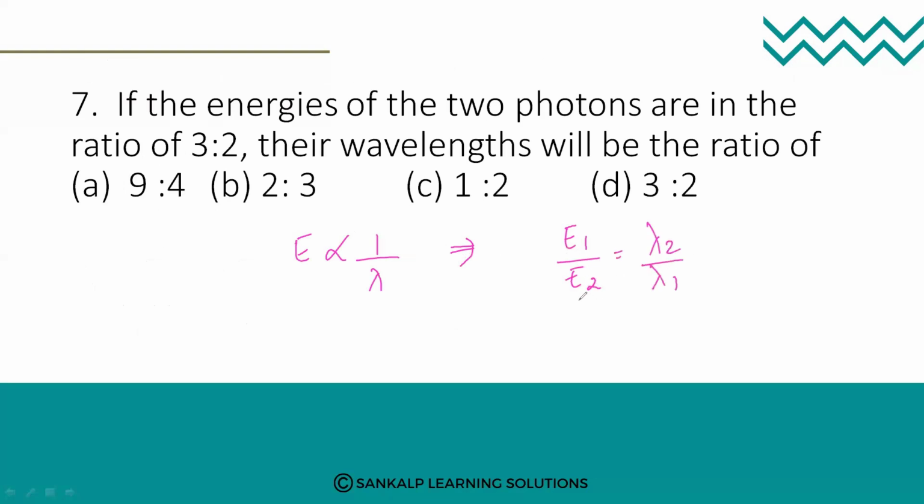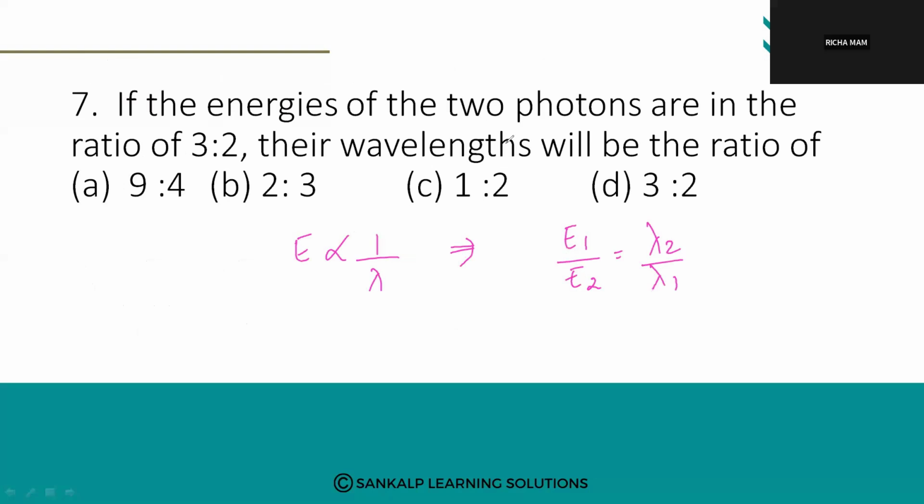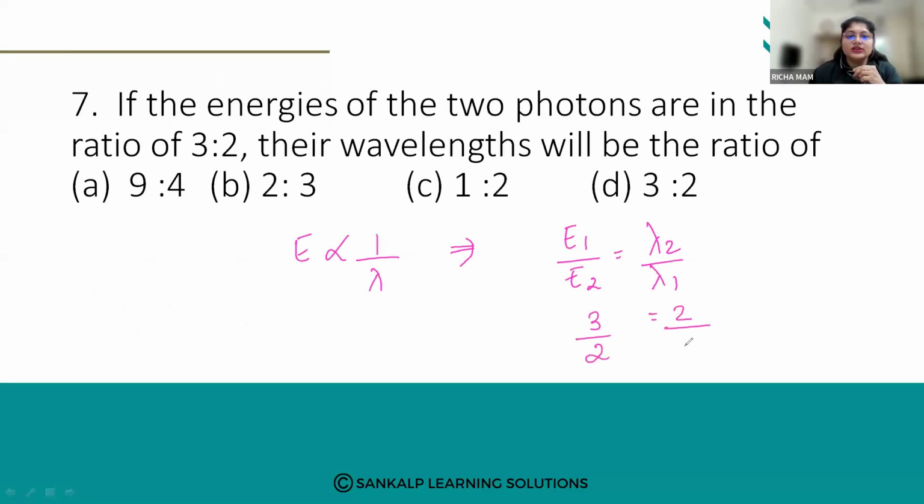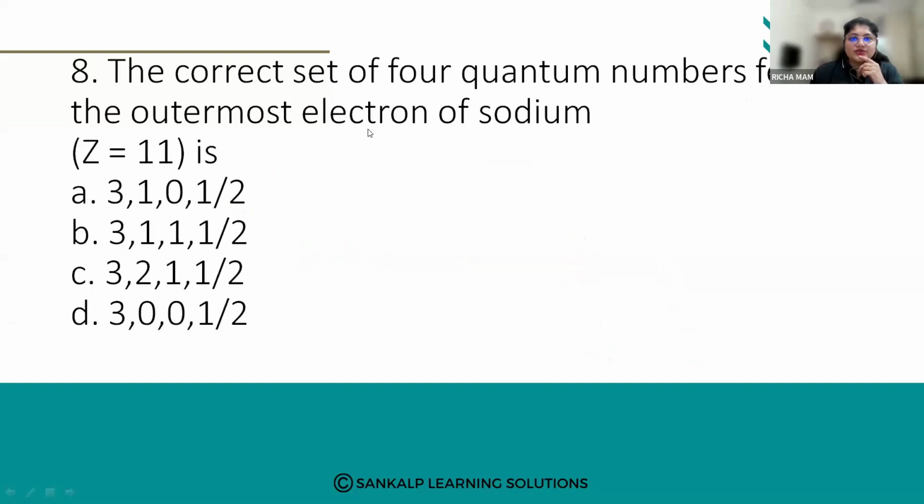So if the ratio of the energies of 2 photons is 3:2, what will be the ratio of wavelength? It will be 2:3. So it is option number B. Option number B is the answer. Fine, let us go for the next one. I think we have done this. Let us go for the next one.